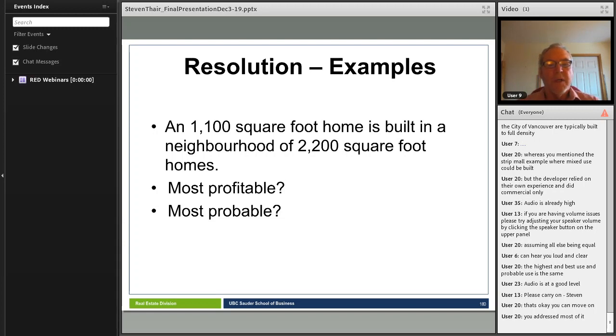So here's just another resolution example. I'm talking about a residential area. Most of the houses are 2,200 square feet, and somebody puts up an 1,100 square foot home. It doesn't create the most utility, and it's not the most probable either.